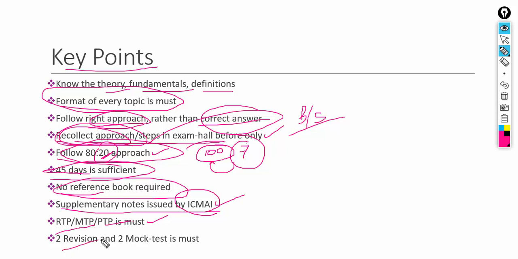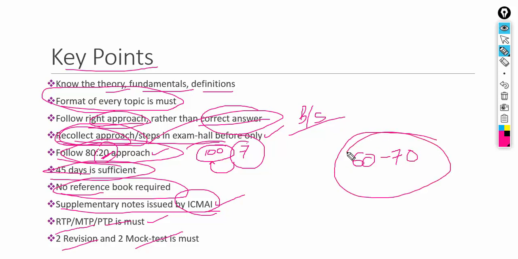So two revisions and 2 mock tests are very important for this subject, because in this subject I would say to people to attempt 100% and try to get 60 to 70 marks, because if you get this one, getting 50% in intermediate one will be very easy. I have seen many people who are not able to get the aggregate marks, because they usually get only 40 to 50 marks in financial accounting. So ensure you do not miss this subject. Treat this as a priority subject.